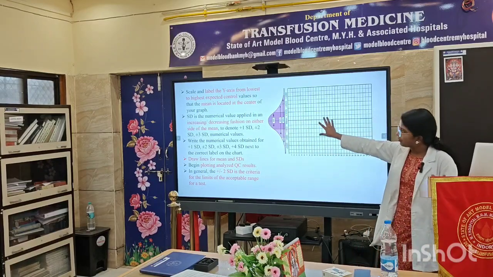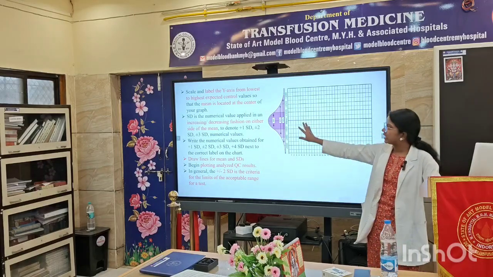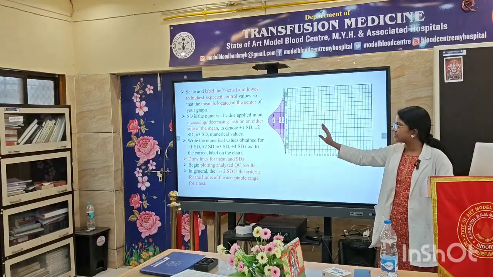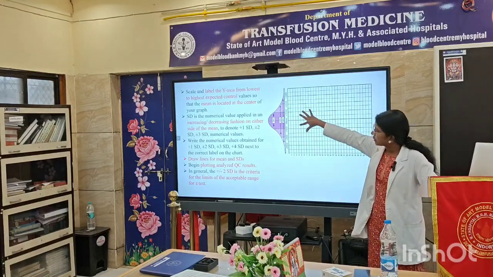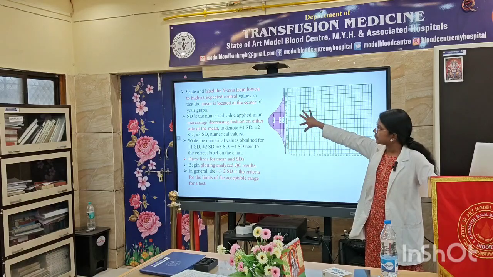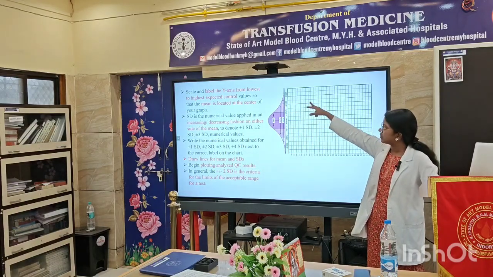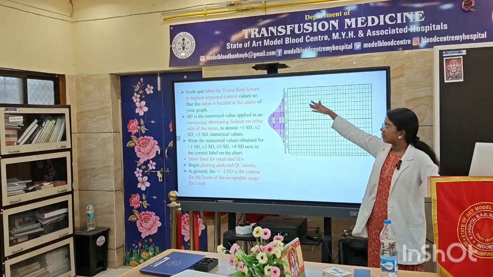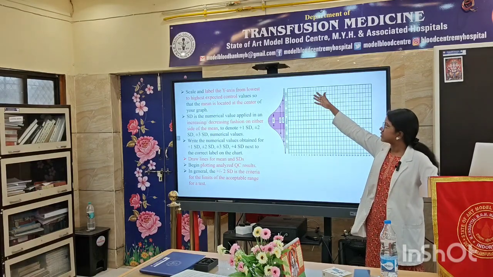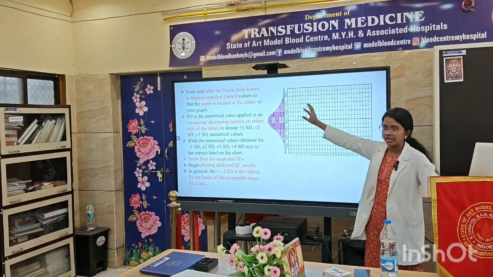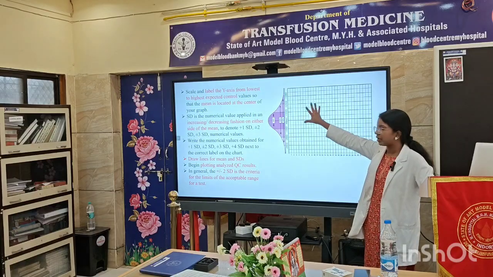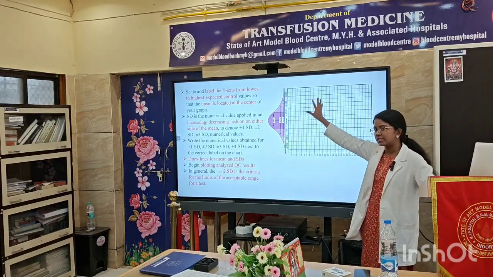So if for example our mean is 90 and our standard deviation is coming as 5, so the ±1 standard deviation will be around 85 to 95, and ±2 standard deviation will be 80 to 100, and ±3 standard deviation will be 75 to 105. That will be our range, and we are going to plot the graph with the mean and standard deviation which we have.